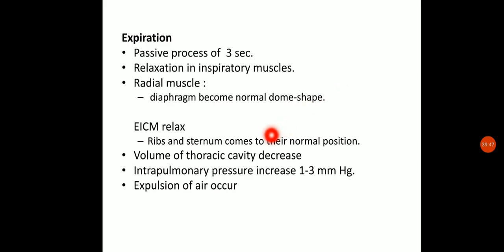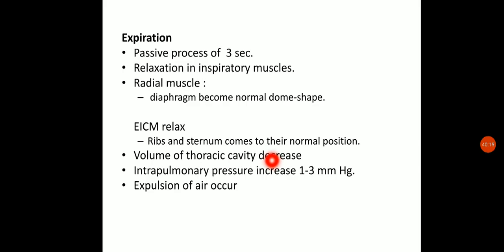Next, due to the relaxation of the external intercostal muscles, the ribs and sternum again get to their normal position, that is, they move downward and inward. Due to this, the volume of the thoracic cavity will decrease, and the intrapulmonary pressure, the pressure present in the intrapulmonary region, will increase by 1 to 3 mmHg. Under this condition, the pressure inside the lungs is higher compared to the outside.